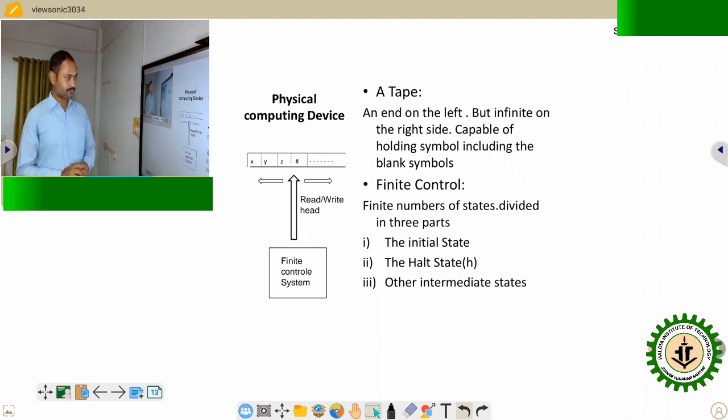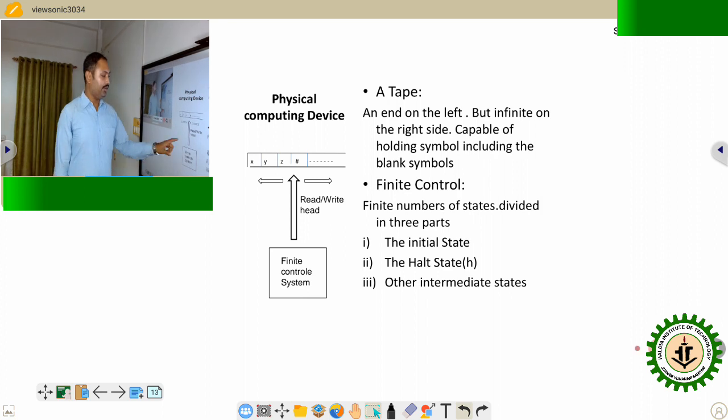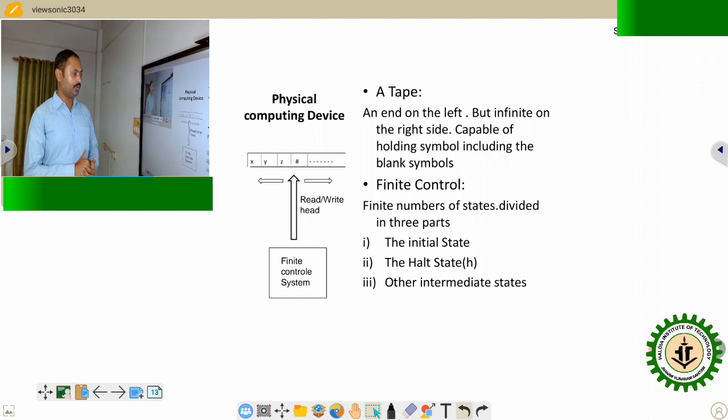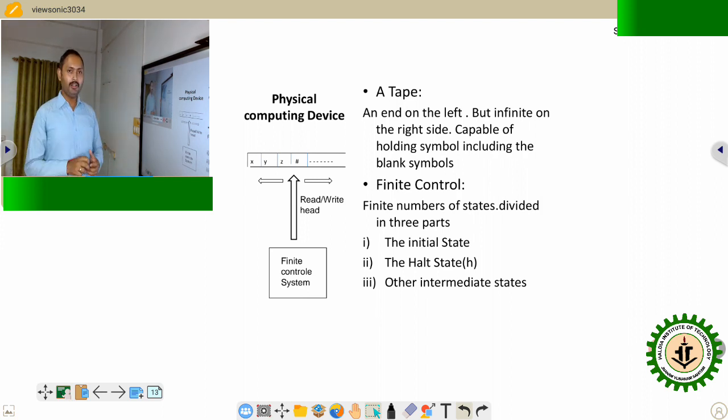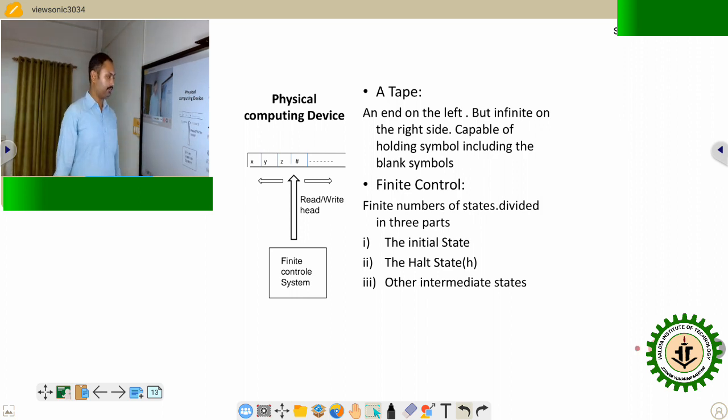And there is a read-write head. In our previous machine, the pushdown automata, the head can only read the symbol from left to right. But here it has read capability and also write capability. So it can read the symbol and after execution, it can also write onto the input tape. So it is known as the read-write head. And this is the finite control system.